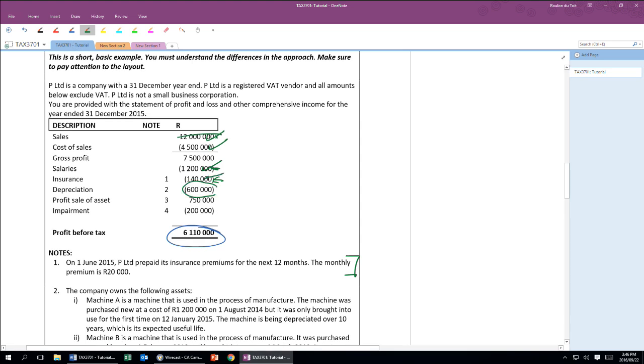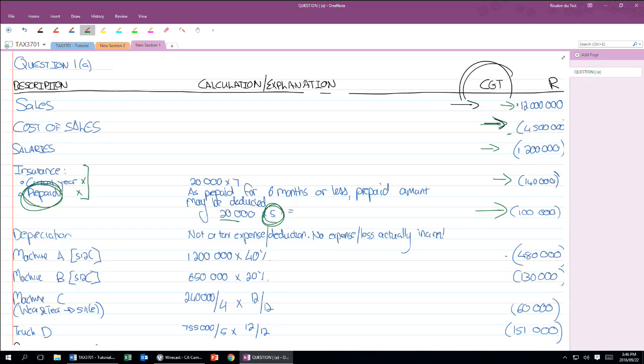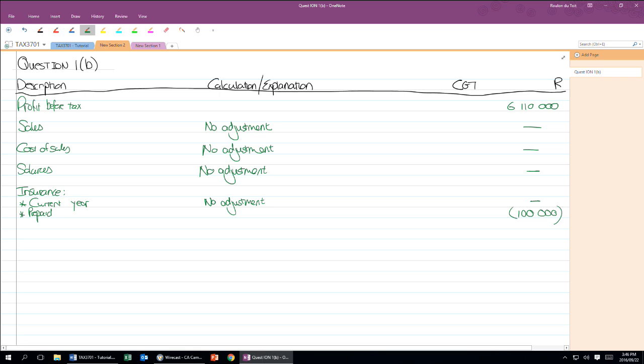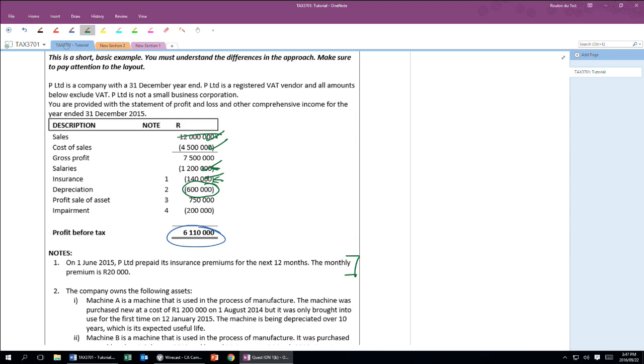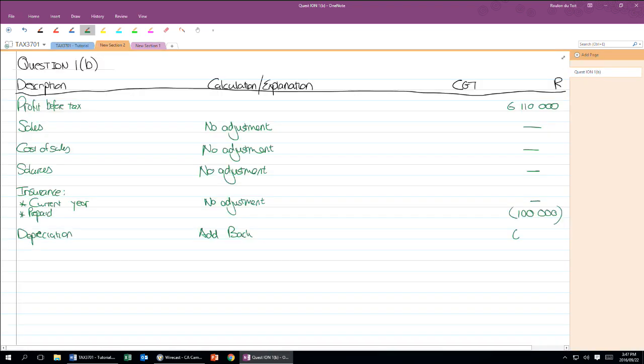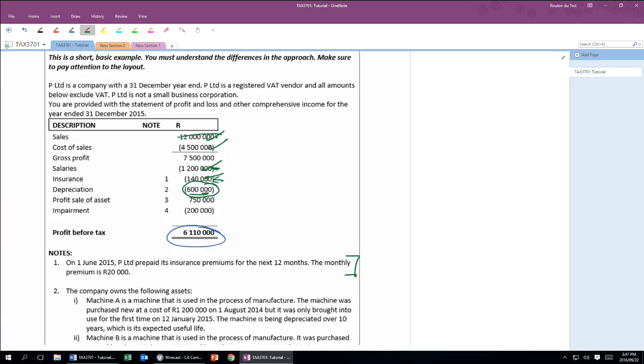Then we have depreciation of 600,000 rands, which the accountant has deducted. Now, if we go and look at what we said about depreciation, we said depreciation is not a tax expense, so there was no deduction allowed for it. So how are we going to fix it if the accountant has deducted the depreciation? We will add it back, because the accountant has deducted it and we should not deduct it. So to eliminate it, we will add the 600,000 rands back.